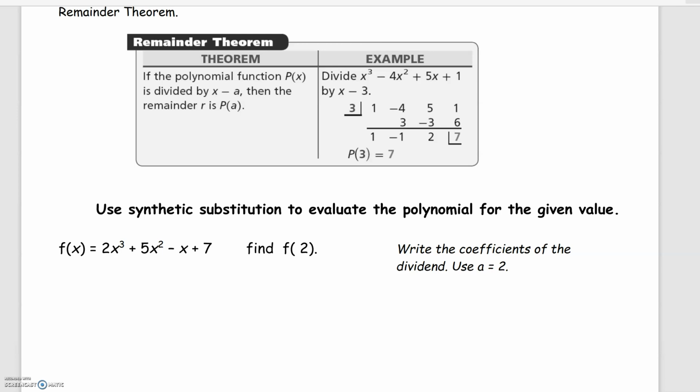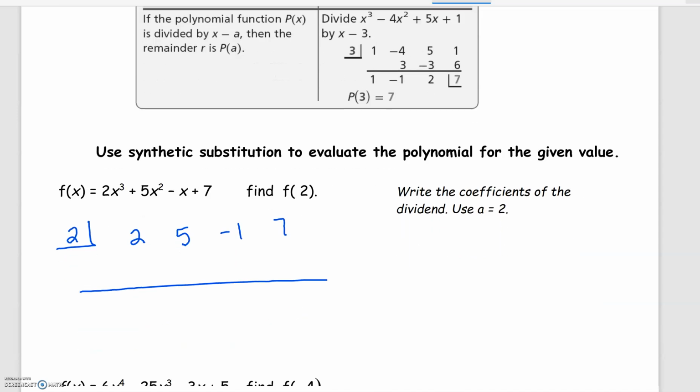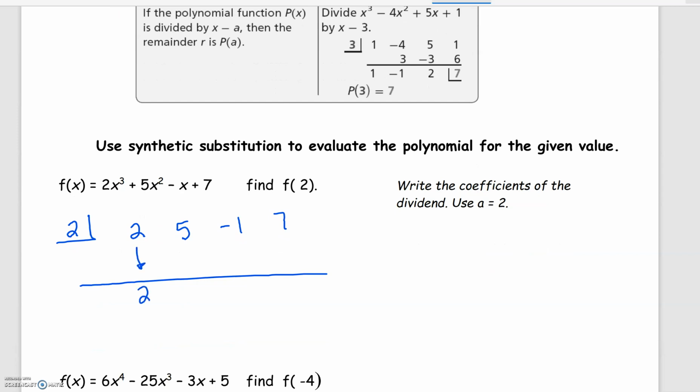So if we were to plug 2 in for the function, the remainder, when we use synthetic substitution, is our answer, as if we were to plug in a 2 for every single x and simplify like we have done in the past. So I'm going to put 2 up in my box. I'm going to put my coefficients, making sure they're in order and I'm not missing any coefficients. And then I'm going to do synthetic division, where I bring down the first term, I multiply, and then I put it up here, and then I add anything above.